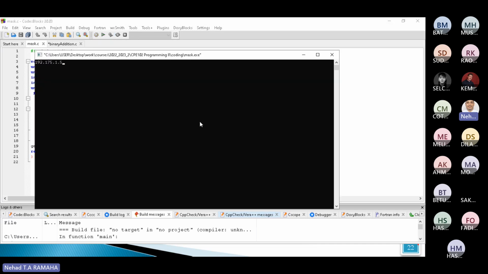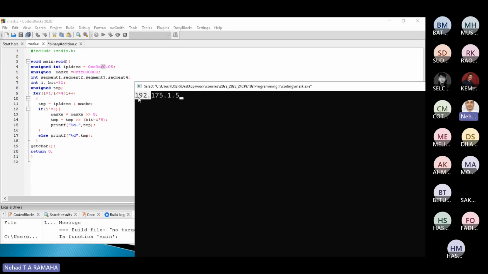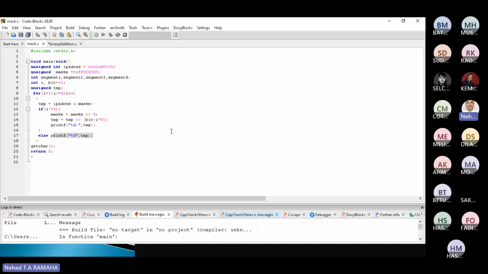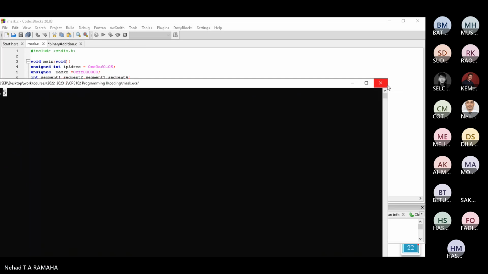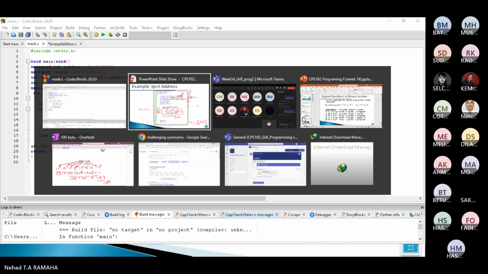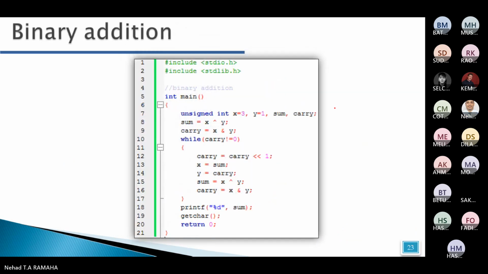So the result here, it's like this. Each segment, we take each segment, then dot here, then second segment, dot, third segment, dot, then last segment, we don't need dot. This one, print the last segment. Okay. So this is one of the uses for the bitwise operator. Okay, let's check this one.